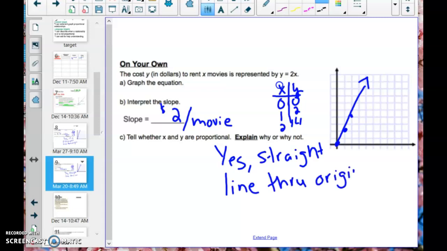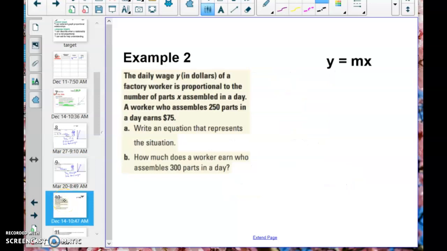And the constant is 2 because it costs $2 per movie to rent them. All right, next example says, the daily wage y in dollars of a factory worker is proportional to the number of parts x assembled in a day. A worker who assembles 250 parts in a day earns $75.